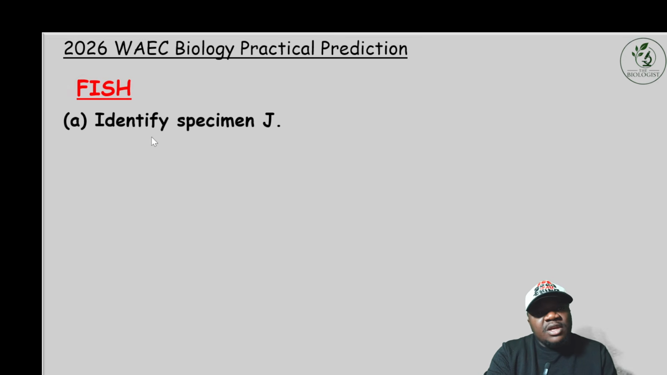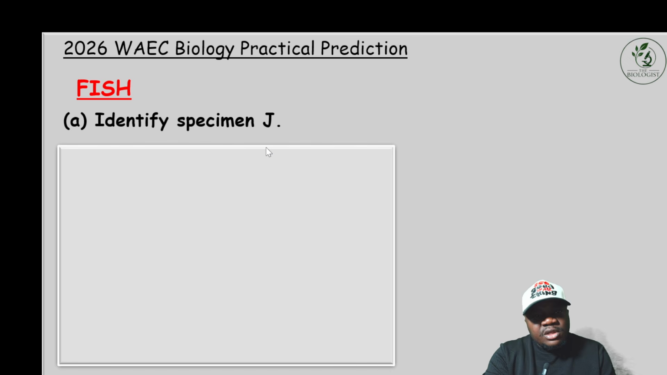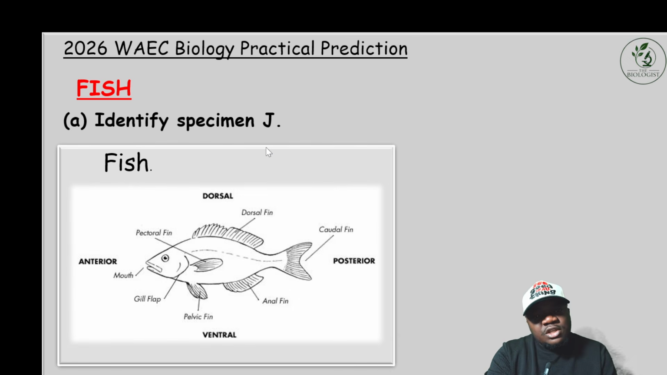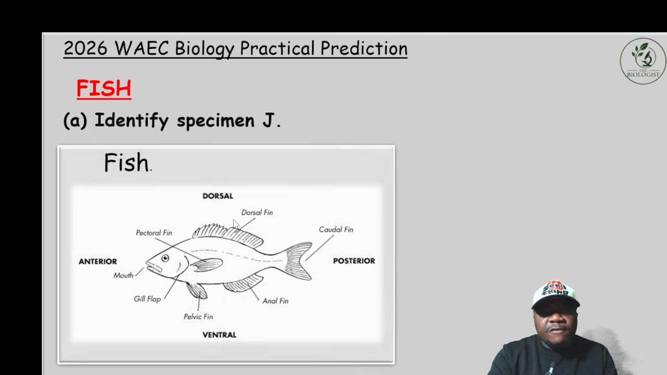Okay, so identify specimen J. Specimen J is the fish, and it is very mandatory that you know how to draw the fish and label the fish. In this video, I'm not going to tell you the function of the pectoral fin, the dorsal fin, the caudal fin, the mouth, the gill flap, the pelvic fin, and everything. You need to know how to draw it, label it, and know the function of all the parts. It's very, very important to learn that yourself.